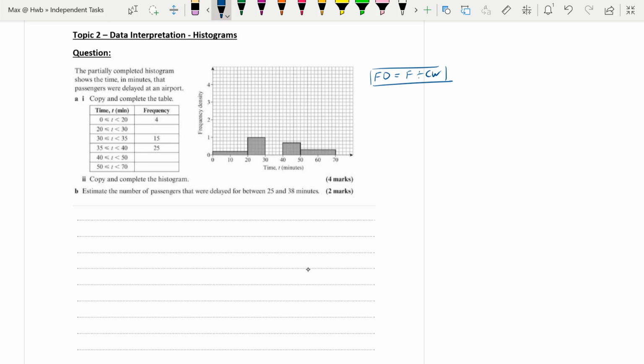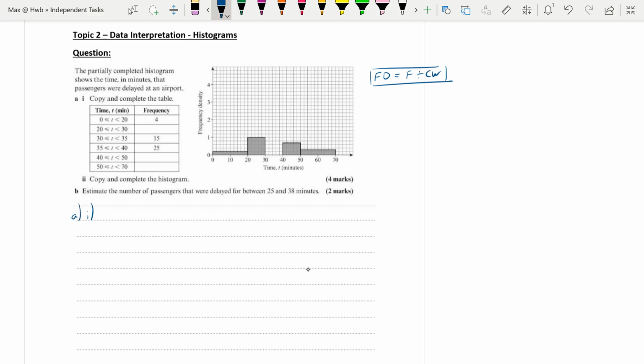So this partially complete histogram shows the time in minutes that passengers were delayed at an airport. Okay, so I've got it here. It's not completed, is it? But we can complete it. The first thing is copy and complete the table. So I'm just going to do it on here instead, but I'll write some of my workings down the bottom.